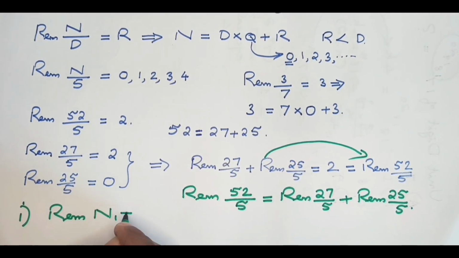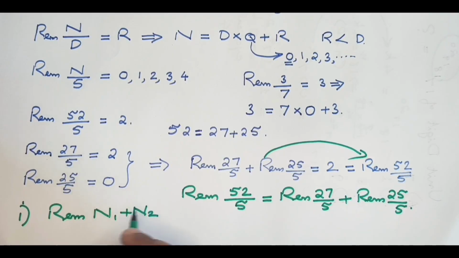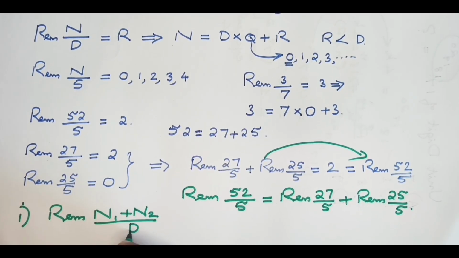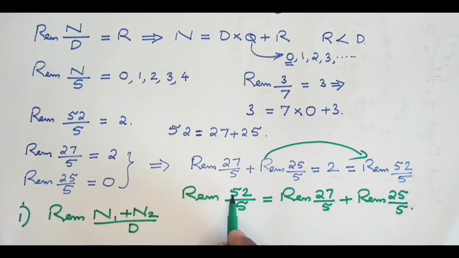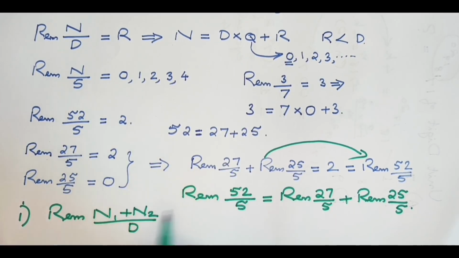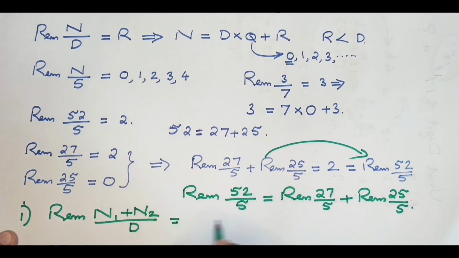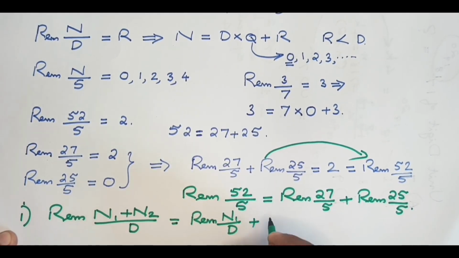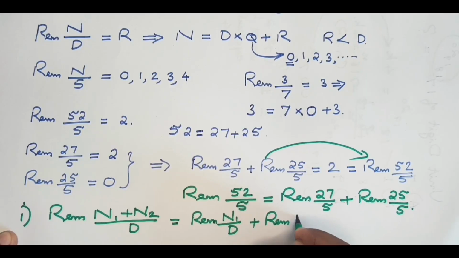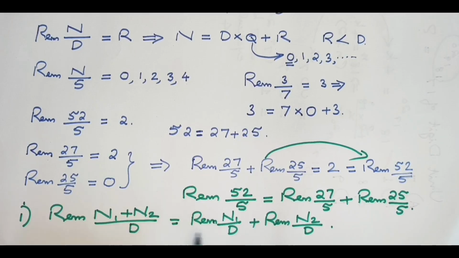Remainder of n1 plus n2 when divided by d. See, this number you can split into 27 plus 25. That is the meaning of n1 plus n2. And that's equal to remainder of the first number when divided by d plus remainder of the second number when divided by d. But there is a small condition when you apply this result.